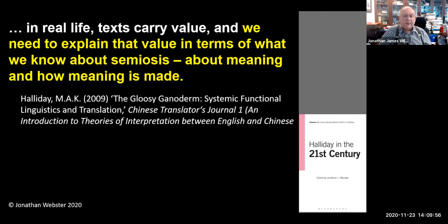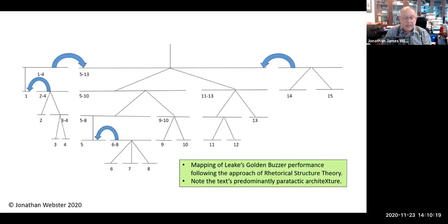Halliday says this. He says, in real life, texts carry value. We need to explain that value in terms of what we know about semiosis, about meaning and how meaning is made. Now, the question I asked at the beginning was, how well can we explain what's going on here? So we look at the text, and I've mapped out here this performance. And I've followed rhetorical structure theory, and you'll notice that it's largely quite paratactic in terms of its architecture.